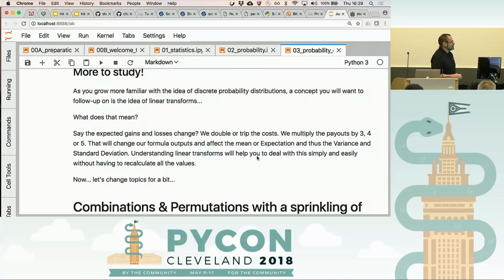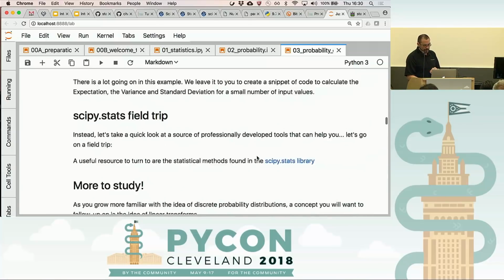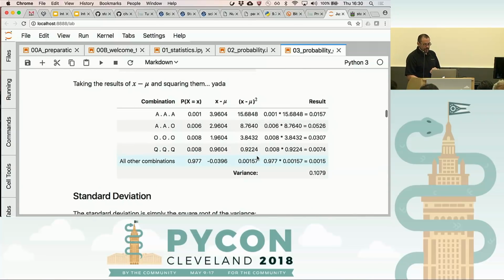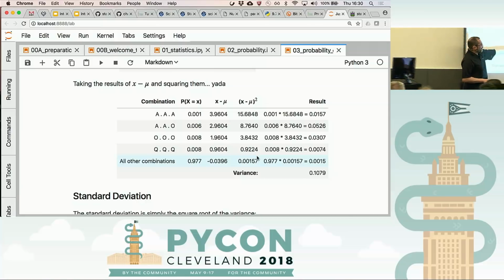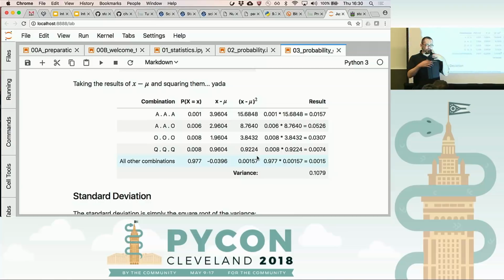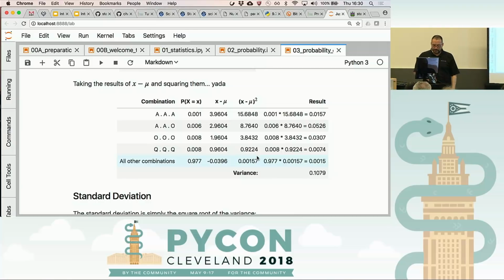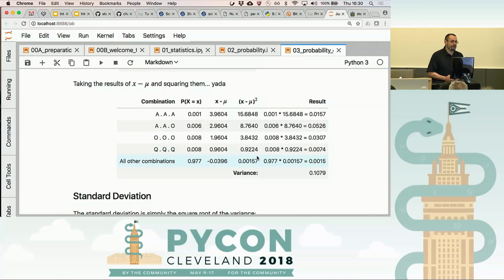I mentioned this idea of these discrete probability distributions. You go home, you start to wrap your head around that. One of the really cool things that you can do once you have a good understanding of a discrete probability distribution is that you can apply what we call transforms. In order to get to this point, I had to multiply certain things by, hey, this is the probability that something's going to happen, or this is the gains and the losses, etc.